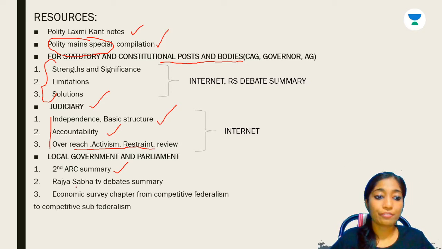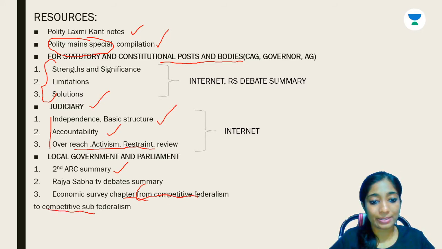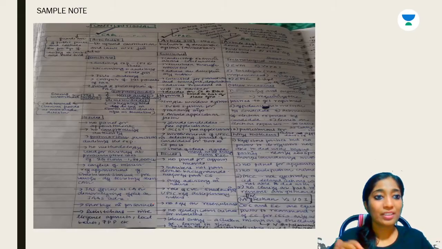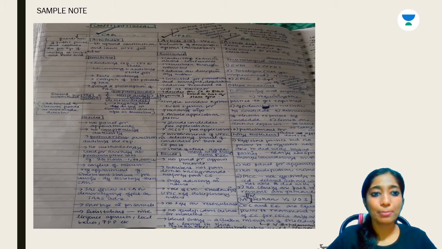Again, I referred to the Rajya Sabha TV debate summary for parliamentary reforms. And there is one chapter in the Economic Survey of 2019-20, that is, from competitive federalism to competitive sub-federalism. This chapter also I referred to for this part. Okay, and this is one sample note of what I had maintained.